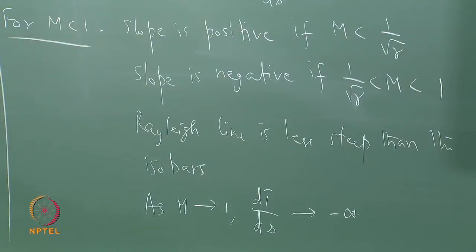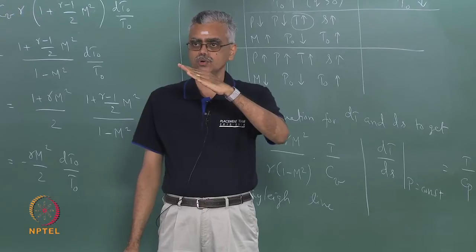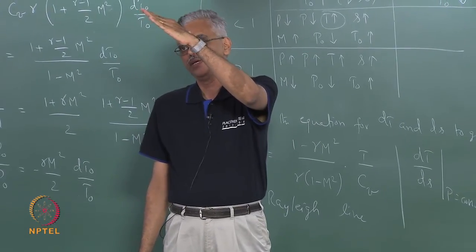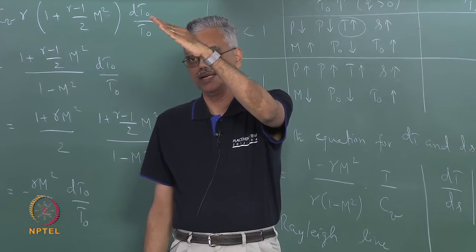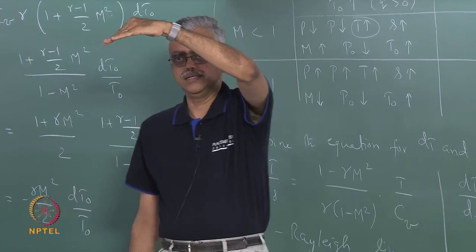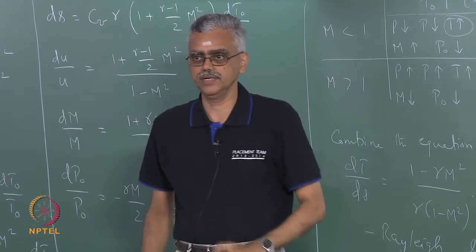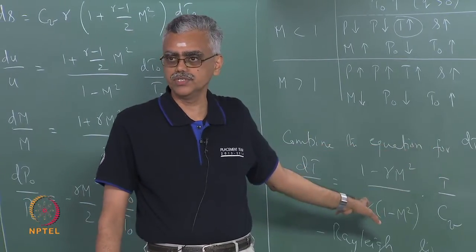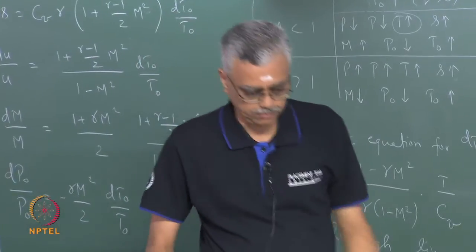So if I summarize this, for values of m less than 1 over square root of gamma, the slope is positive, and as it keeps increasing, I get to a value of 1 over square root of gamma. Beyond that, the slope becomes negative, which means it goes like this, and then as I approach m equal to 1, it comes like this, to minus infinity. Those are the inferences that we get from this single equation. We are now going to transfer it to the TS diagram.